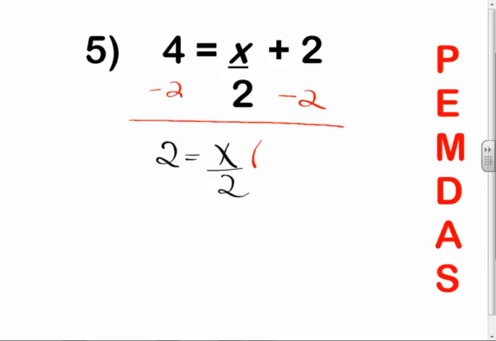So we're going to do the opposite of dividing by 2, and we're going to multiply by 2. Some people are ahead of me, which is awesome. So this is what? 4 equals x. Did you get it right? So now you're going to multiply by 2.